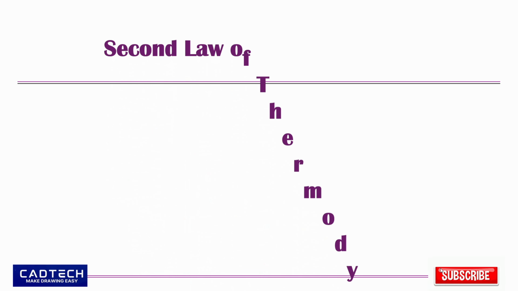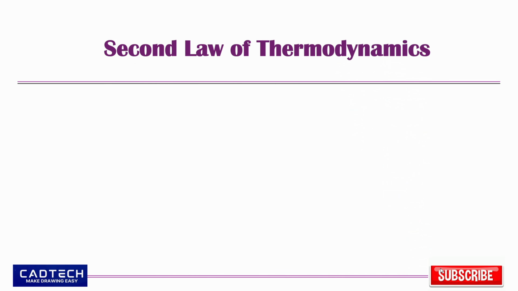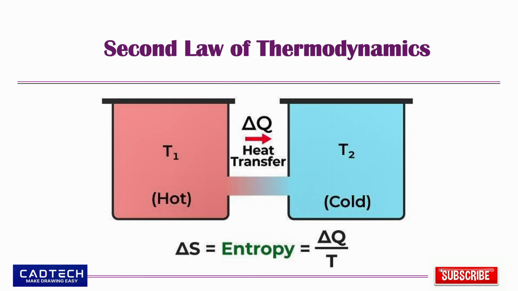Now, how do these two concepts interact? This leads us to the second law of thermodynamics. Simply put, this law tells us that heat will always flow spontaneously from a hotter substance to a colder one. This explains everyday occurrences like why an ice cube melts in warm water or why you feel cold on a winter day.